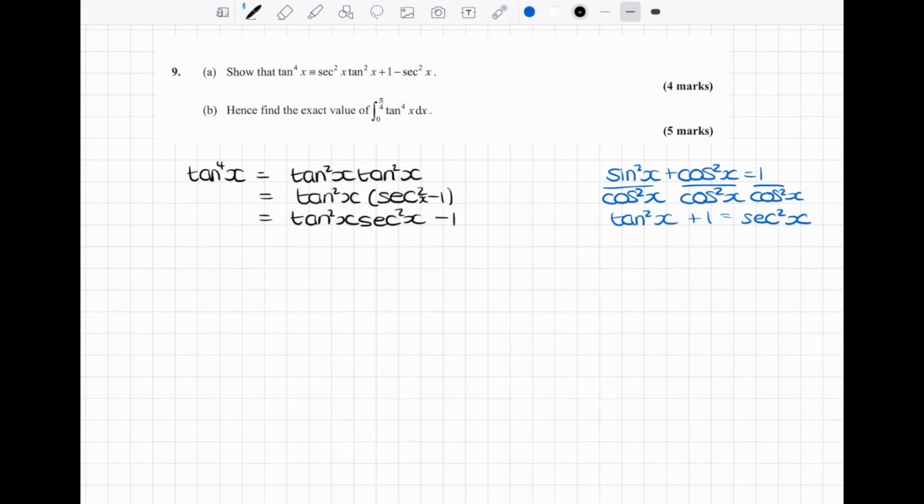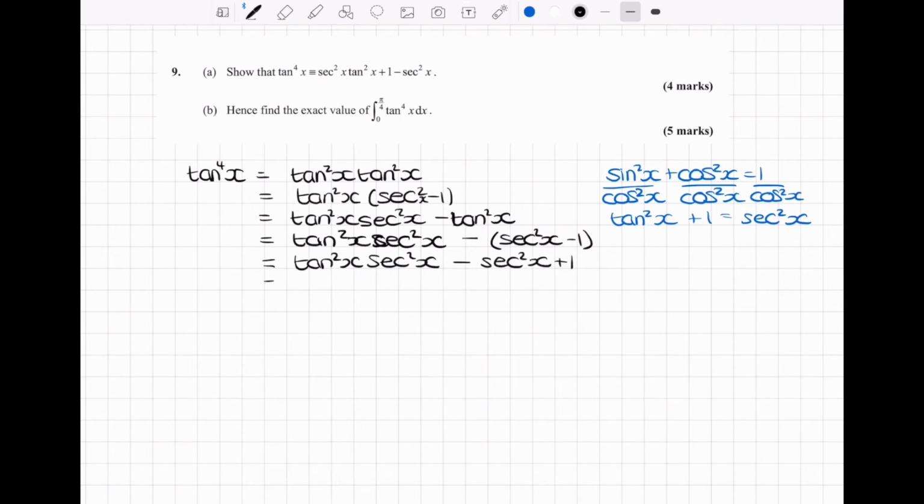So tan squared times sec squared minus 1 is tan squared sec squared minus tan squared. It's looking quite similar to what I want, so I just need to change the last part of that equation, the tan squared. I'll sub in my identity one more time, and I'll have everything that I need. I'll just rearrange it so it looks exactly like what I was trying to show.